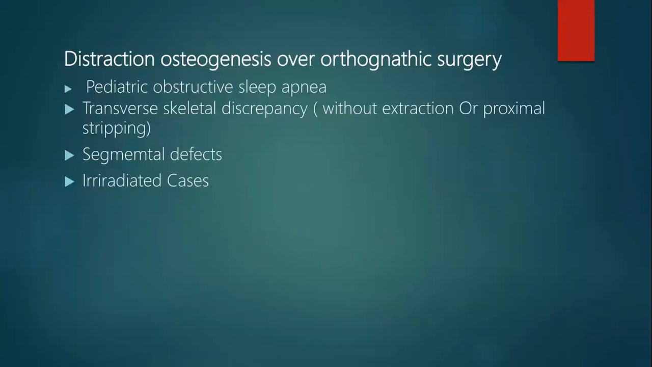So why is distraction osteogenesis preferred over orthognathic surgeries? It is preferred in pediatric obstructive sleep apnea, transverse skeletal discrepancies without extraction or proximal stripping, segmental defects, and irradiated cases wherein excessive surgical procedures cannot be done.